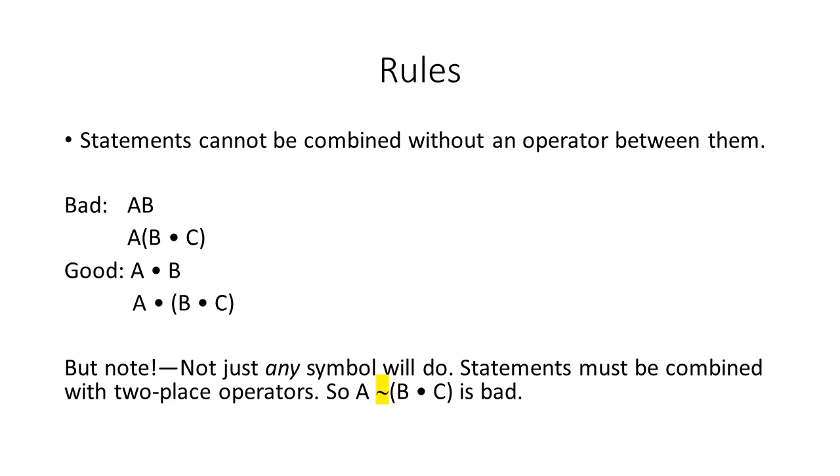Good. So here's something to note, and it's something we mentioned in passing. Not just any symbol is going to do, not just any operator. Statements must be combined with two-place operators. So A tilde left parenthesis B dot C right parenthesis is bad. We don't want that. So remember, tilde is a one-place operator. It attaches to a single statement. You can't use it to put statements together. So we need something between A and tilde, that's a two-place operator, rather. So dot or horseshoe or wedge, or triple bar would work.